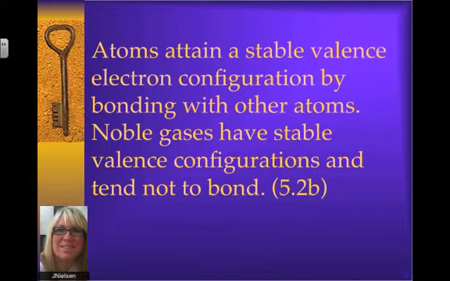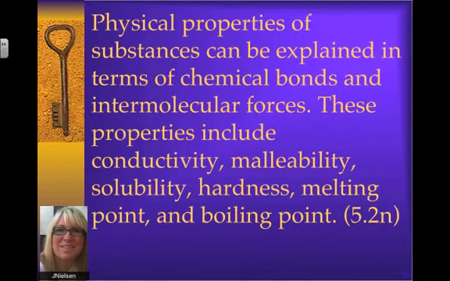Atoms attain a stable valence electron configuration by bonding with other atoms. Noble gases have stable valence configurations and tend not to bond. Physical properties of substances can be explained in terms of chemical bonds and intermolecular forces. These properties include conductivity, malleability, solubility, hardness, melting point, and boiling point.